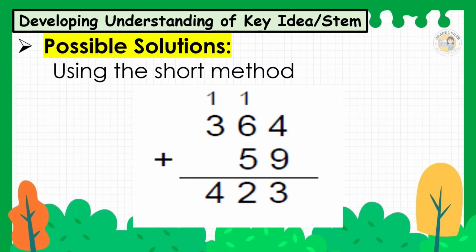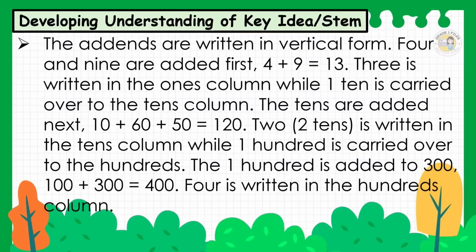Next is using the short method. The addends are written in vertical form. 4 and 9 are added first. 4 plus 9 is equal to 13. 3 is written in the ones column, while 1 ten is carried over to the tens column.